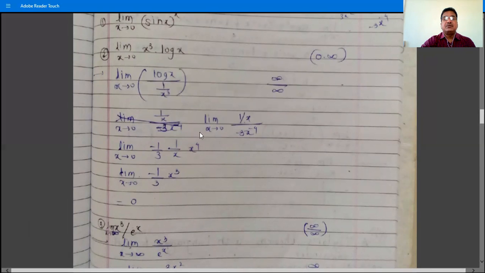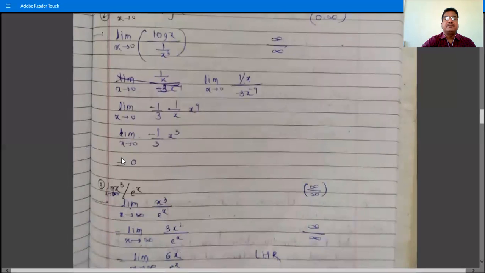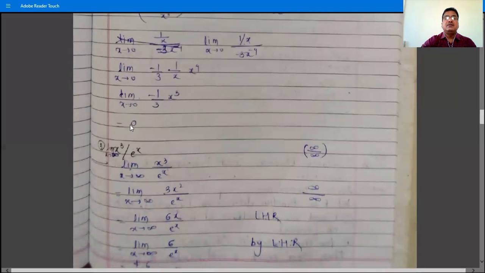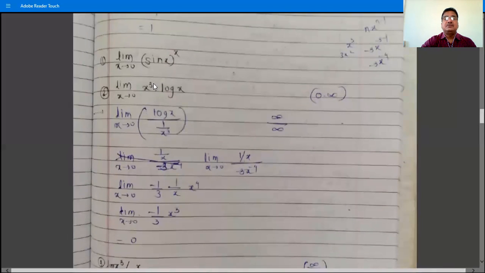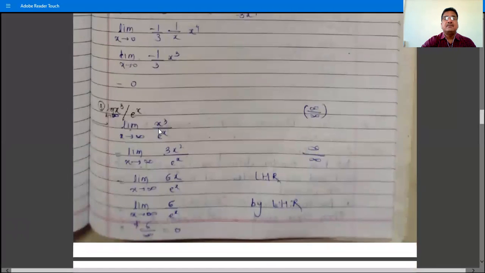So I apply L'Hospital's rule. The next step: limit x tends to 0, derivative of log x is 1 by x, and derivative of 1 by x cube, that is x raised to minus 3, is minus 3 x raised to minus 4. After simplification, we have minus 1 by 3 x cube. If we substitute x as 0, then we have the answer 0. So the answer of this problem, x cube into log x, is 0.